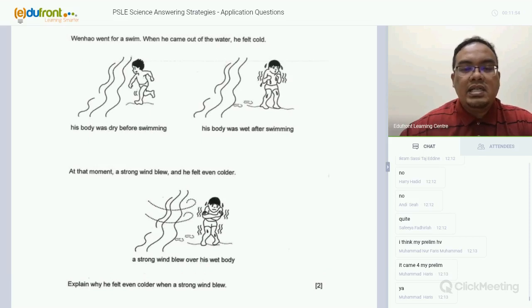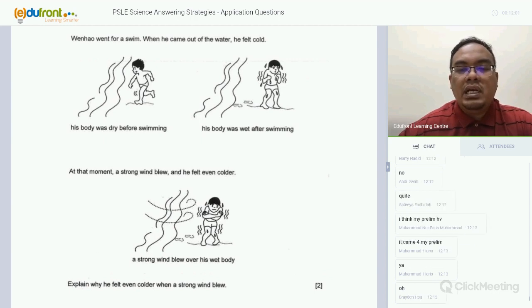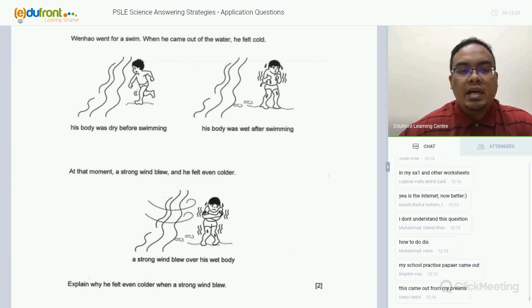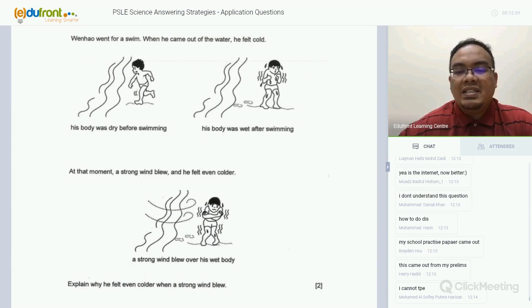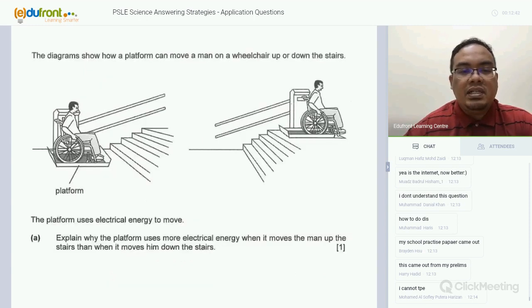This is something that I've discussed in class also. Wen Hao went for a swim. He came out of the water. He felt cold. At that moment, a strong wind blew and he felt even colder. Then the question asked, a 2-mark question: explain why he felt even colder when a strong wind blew. I think this was 2 years ago, PSLE. I believe everyone has this experience. All of us have been swimming, and when we come out from the pool or the seawater, we shiver. So the question asks, why? And when the cold wind blew, he felt even colder.